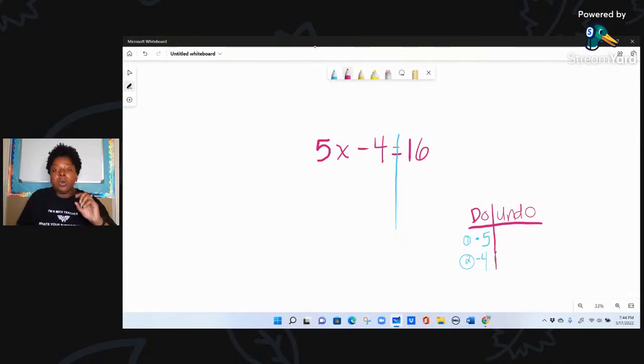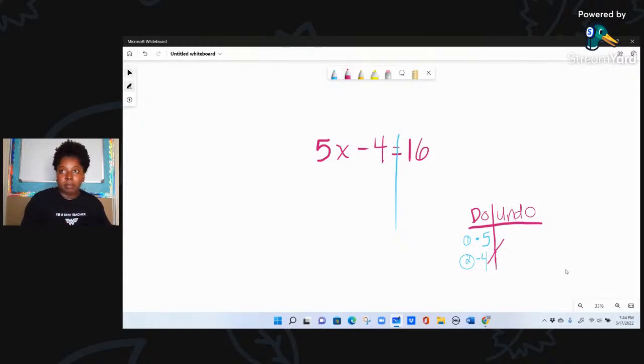Okay. So now I have to undo all of this, because I need x by itself. That means I'm going to have to work backwards, right? We multiply by 5 first and then subtracted 4. So the last thing I did is going to be the first thing I start with. So we have to do the opposite operation.